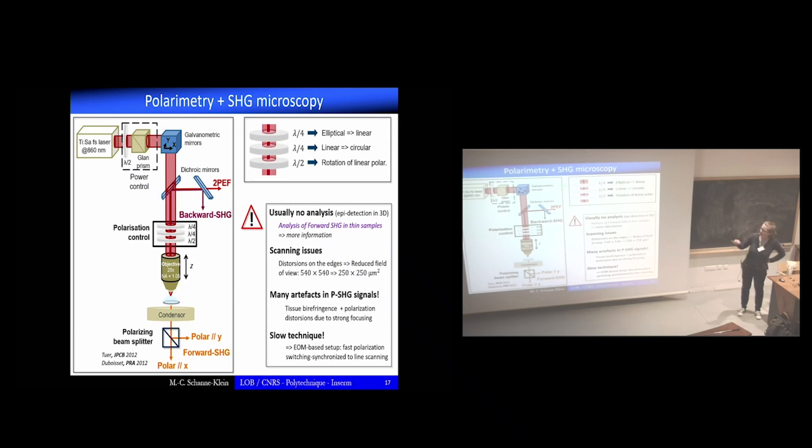Of course we can also have some analysis here. It's not possible in epi detection, but it's possible in transdetection. It's possible only in thin samples because the polarization is distorted in thick samples, and also because usually we have some scattering, so it's not a well-defined analysis of the signal. So practically, we do not do that usually, but when it's possible, we have more information, of course.